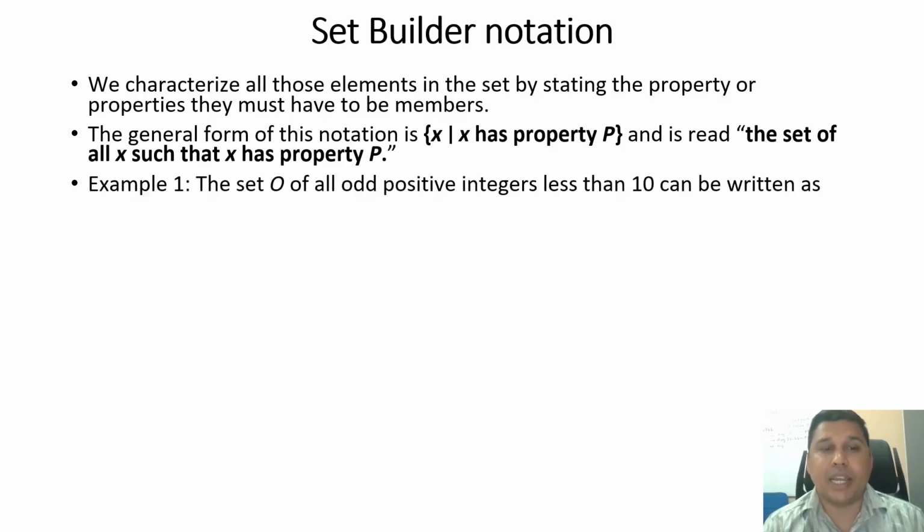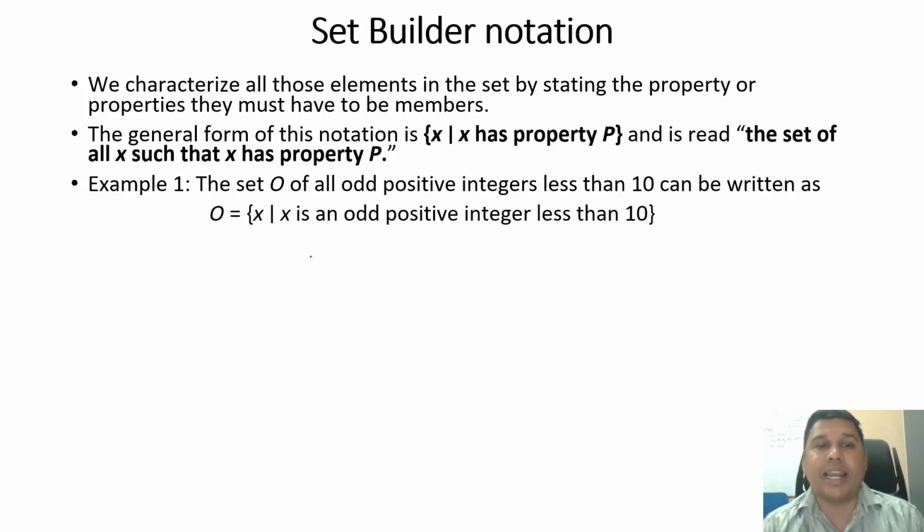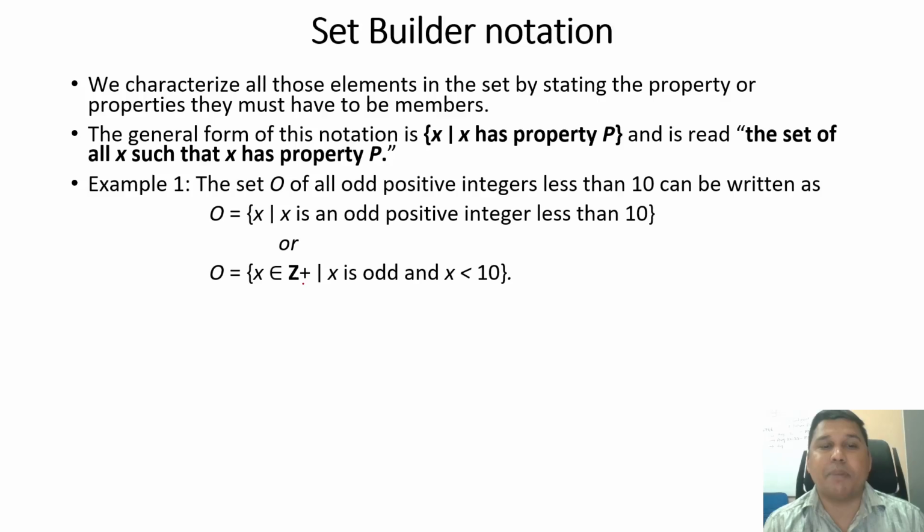Let's see some examples here. The set of all odd positive integers less than 10 can be written like this: {x | x is an odd positive integer less than 10}. So in a single statement you can give this, or else you can write it like this: {x ∈ Z+ | x is odd and x < 10}. Z+ means positive integers, and you see the pipe symbol followed by the condition: x is odd and x less than 10.